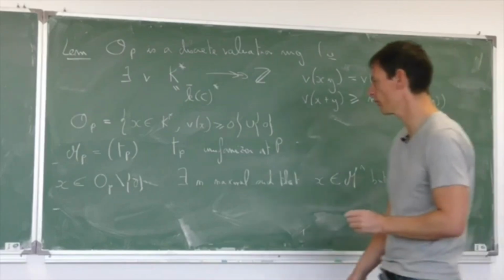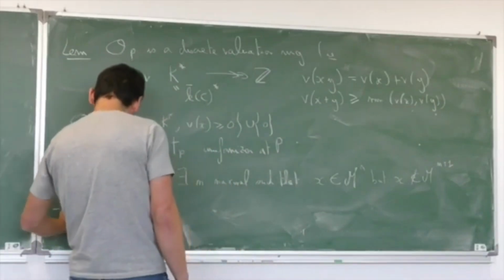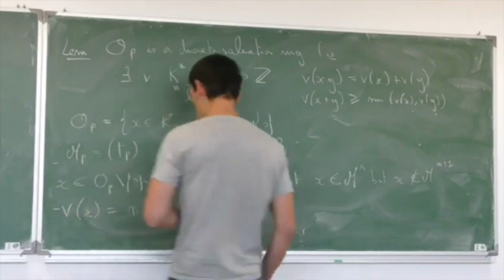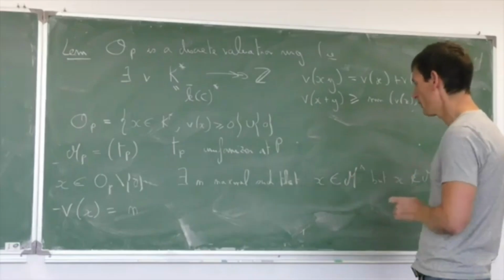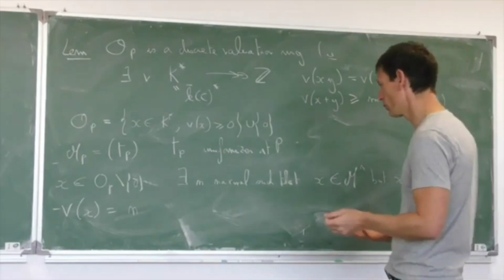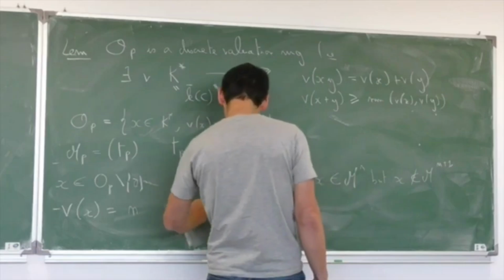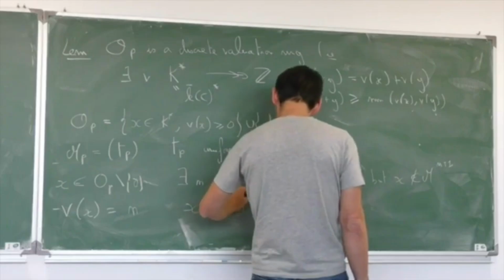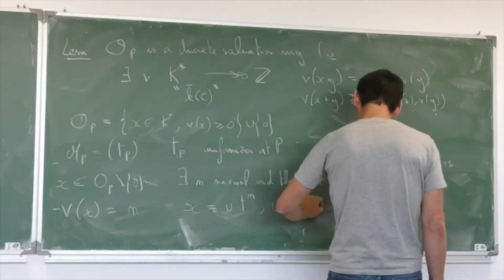And once you have this, you're done. Because what you're going to do is define the valuation of x like this: n. And now it is quite easy to prove everything, because what you have is actually that your x is u times t to the n, where u is invertible.